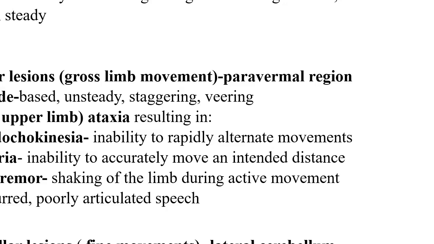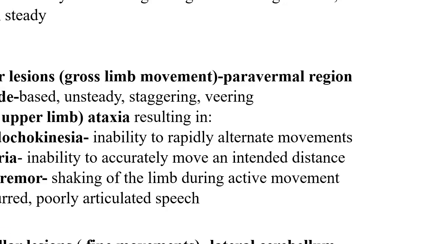We also see dysarthria. Oh, there's a little typo there, dysarthria. That is that slurred, poorly articulated speech. We also see cerebrocerebellar lesions, that's a part of the cerebellum that helps manage fine movements, the lateral cerebellum. So we see dysarthria here as well. We can see slurred, poorly articulated speech. We can also see hand and finger ataxia, which is decreased coordination of those fine finger movements.